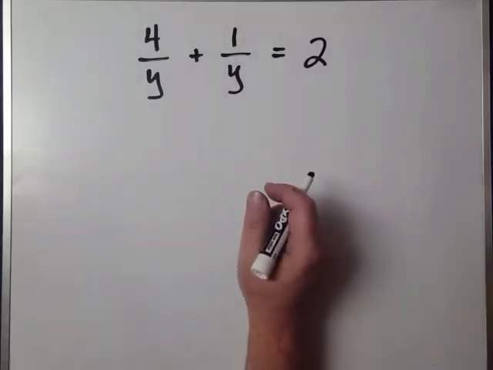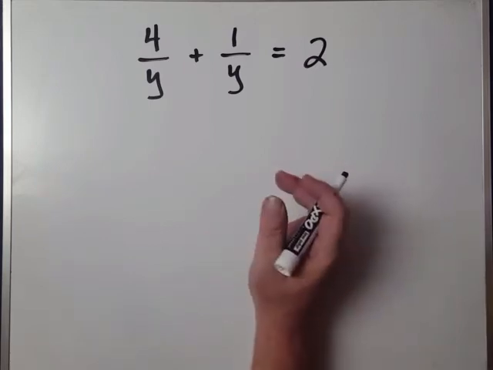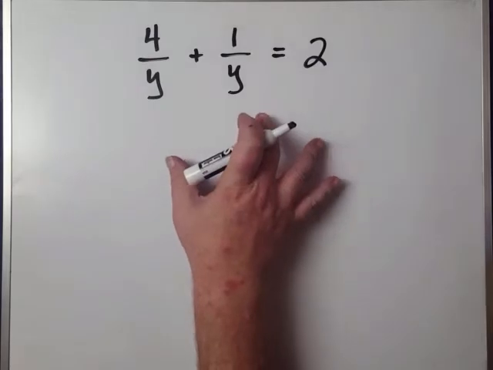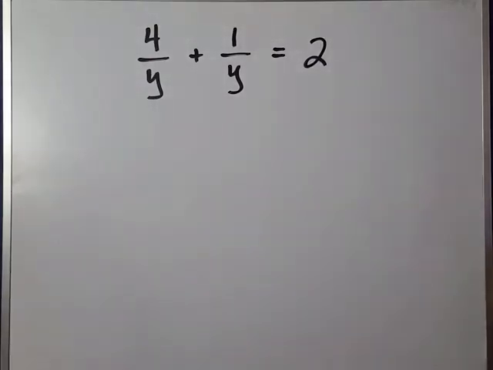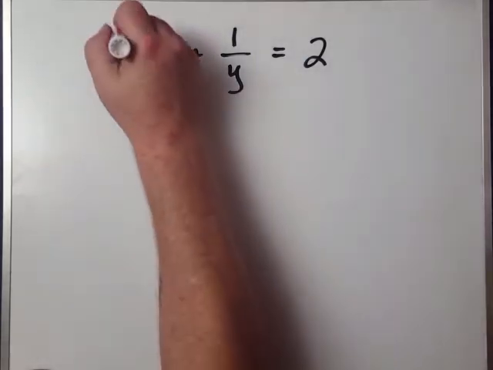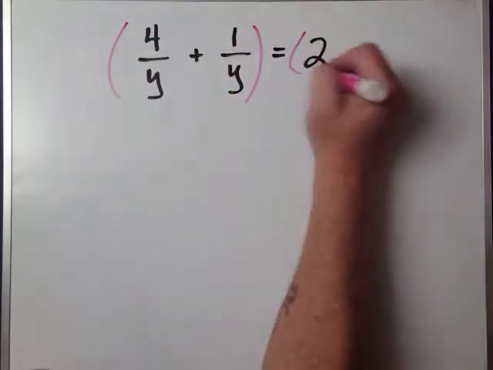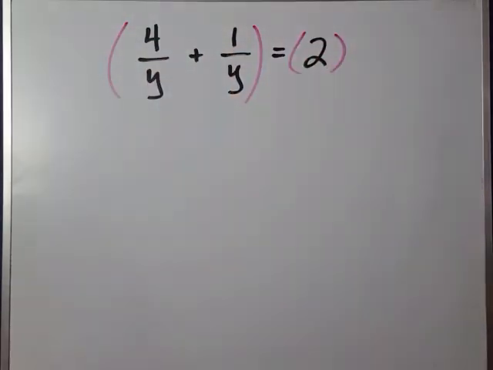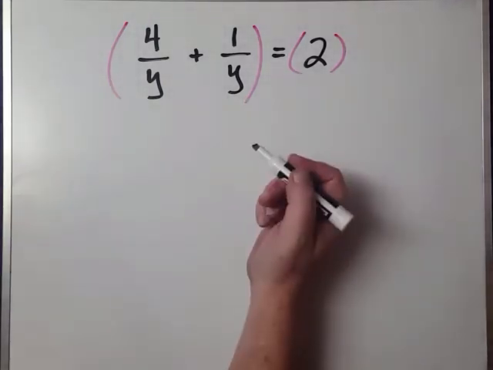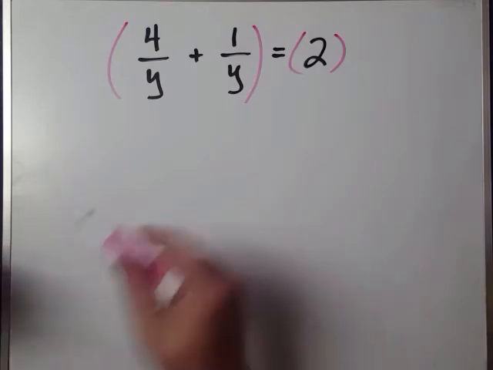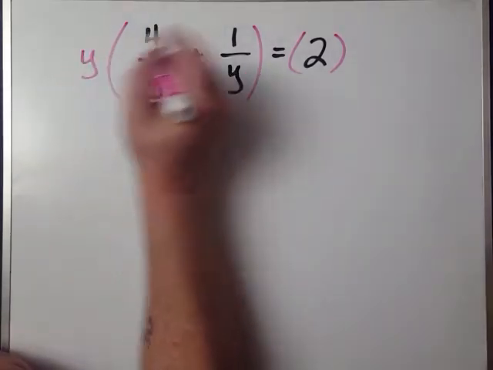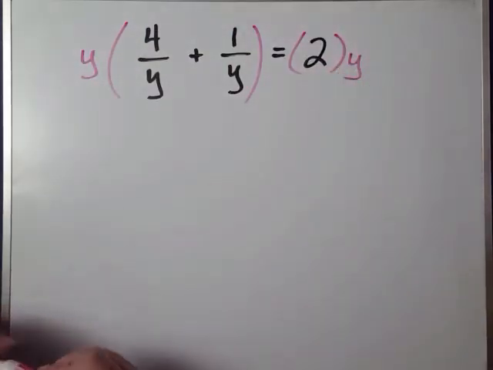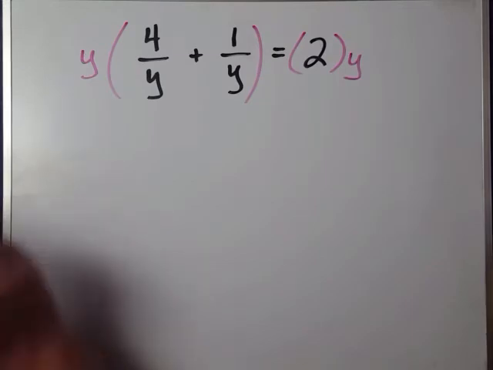And just as in that previous linear equation I was able to clear the fractions, I want to clear the rational expressions from this equation. I can do that by multiplying both sides by the least common denominator of all the fractions involved. The only denominator is y. So multiply both sides by y, and that should clear the fractions.